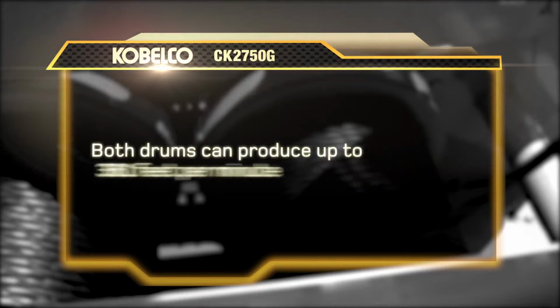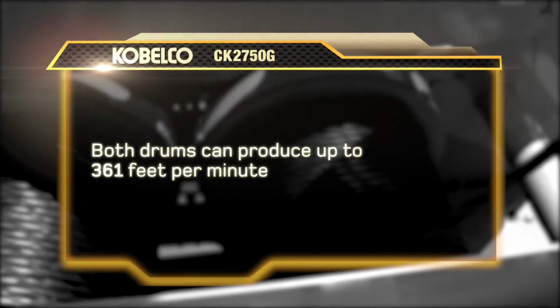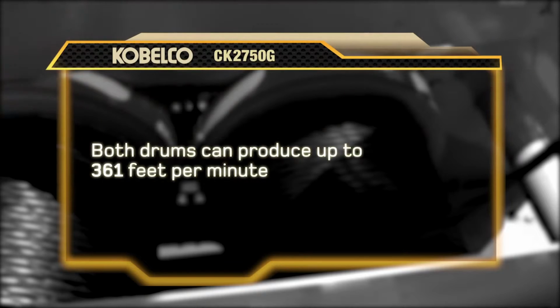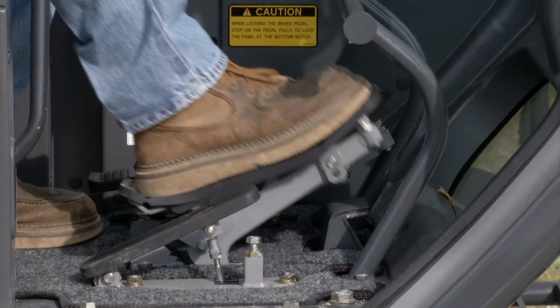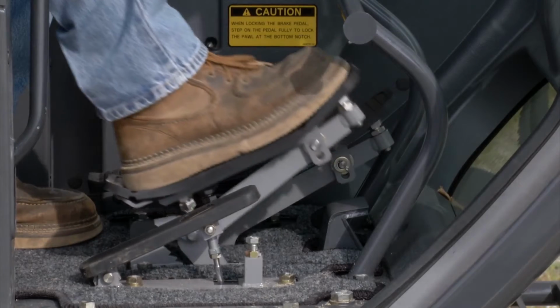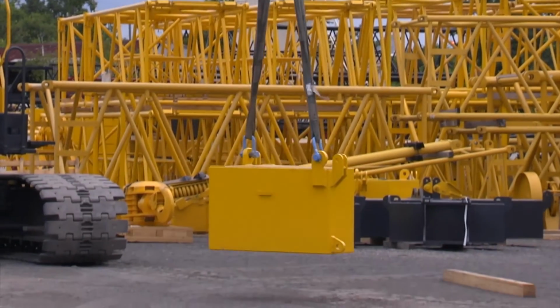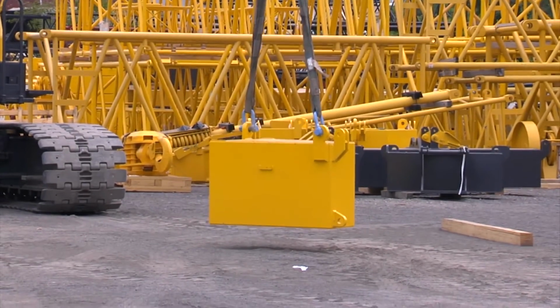Both drums can produce up to 361 feet per minute of line speed with the standard hydraulic mode winch assemblies, and with the optional free-fall winch assemblies, the speed can be increased in the lowering direction only. Also, the braking can be controlled by foot-operated pedals with the free fall option that actuate oil-cooled, low-maintenance brakes.